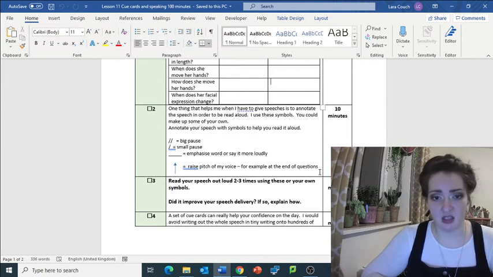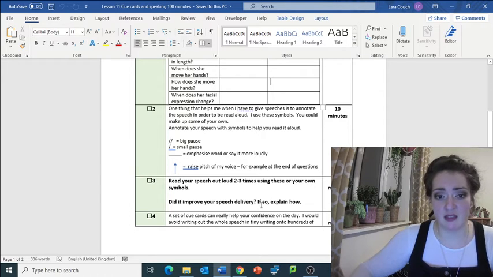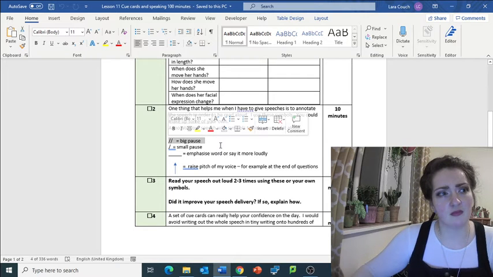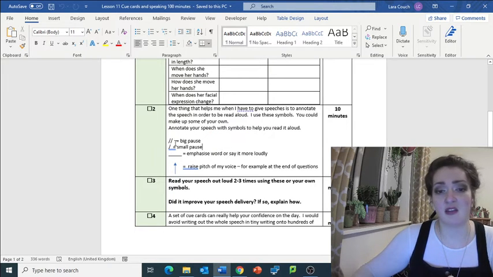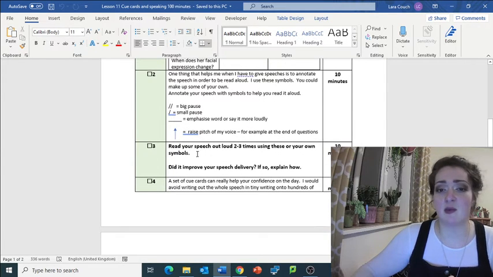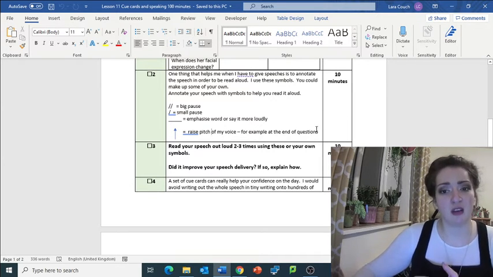So what I tend to do when I'm giving a speech is write these devices here. You could use different symbols. You don't have to use my symbols, they're just my examples. For a big pause, I'd put some dashes. And then for a small pause, so emphasising a word or saying it more loudly, I underline it and raise the pitch of my voice, an arrow up. And if I want to lower the pitch of my voice, I'd write an arrow down. You can come up with your own, write yourself a little key.